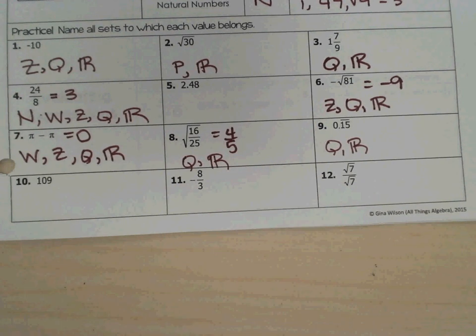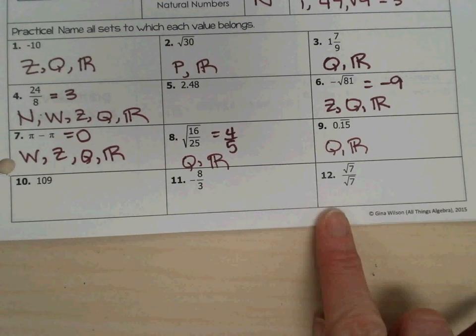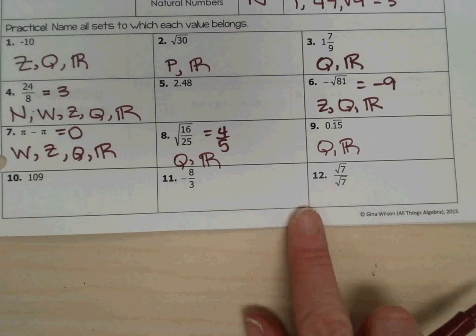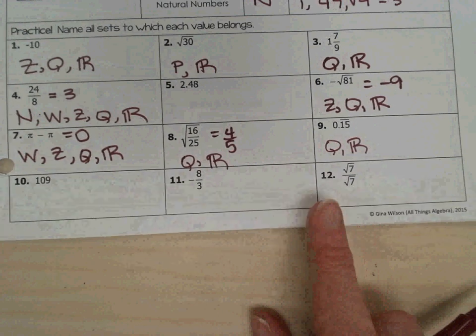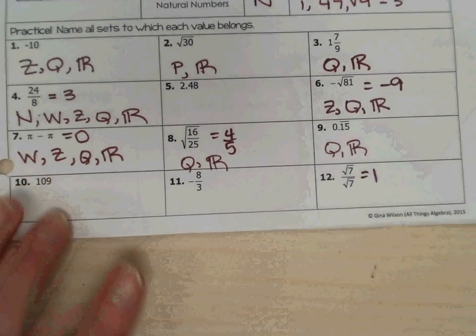I'm going to skip to number 12. Number 12 is radical 7 over radical 7. Real quick, anybody know what that equals? Put your hand up if you know. I know how to solve it. Put your hand up. Don't shout it out. Put your hand up if you know what radical 7 over radical 7 equals.